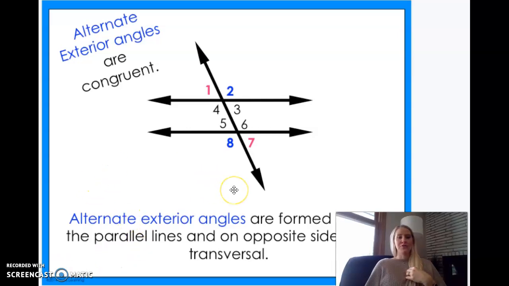You also have alternate exterior angles. So just what it sounds like, they're formed outside the parallel lines and still on opposite sides of the transversal. So in the top right corner, you have angle 2 on the opposite side of the transversal, but on the exterior side, angle 8. These are alternate exterior angles, and they are congruent. And then you have angle 1 on the other side of the transversal, on the exterior of the parallel line, angle 7. Those two are also alternate exterior angles.